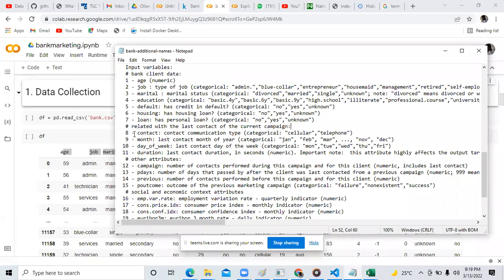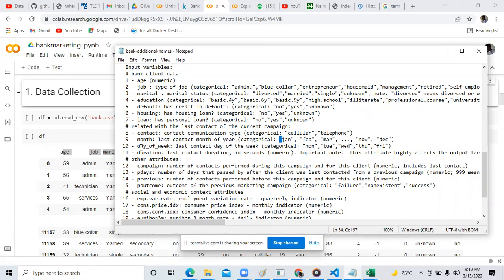So for example, contact type now is the contact communication type, right? Whether it's cellular or by telephone, right? This telephone just means landline. The last time we contacted this client, how did we contact him? Was it via landline or was it via his phone? This one is saying, what was the last month of the year that we contacted this person? So the last contact month of the year, January, February to December.